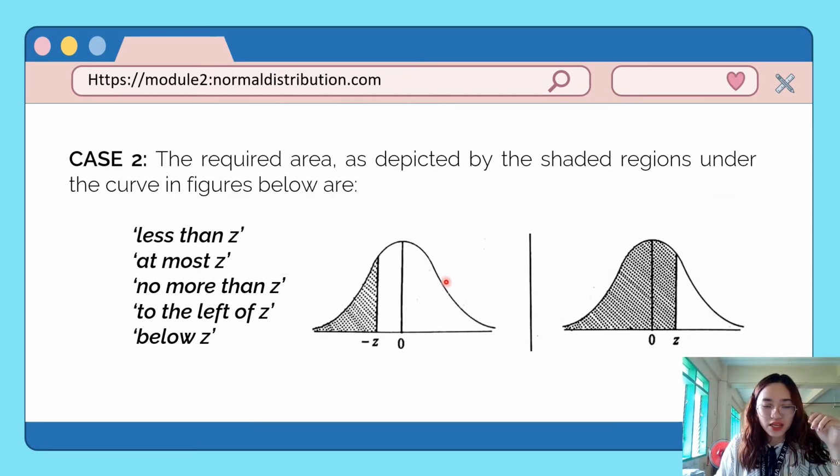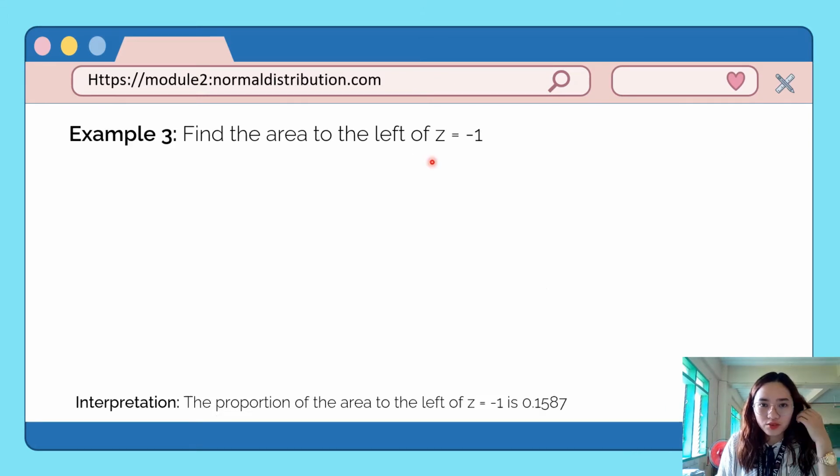So sa second case naman natin, ang hinahanap naman nating area ay itong to the left ng ating z's. So ito ang itsura kapag to the left ng negative z at ganito naman kapag to the left ng positive z. At yung mga terminologies that will describe these regions ay yung less than z, at most z, no more than z, to the left of z, at yung below z. So let's have examples. To the left muna ng negative z.